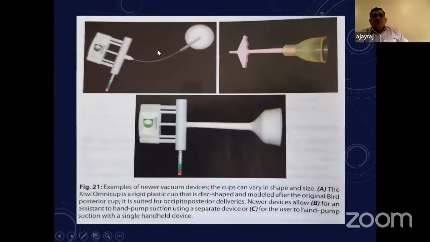So we can see here newer vacuum cup devices. Here the electric machine or suction is not required. One can operate it easily. This is a rigid plastic cup that is disc shaped and modeled after the original Bird posterior cup. This is suitable for occiput posterior deliveries. There is a hand pump suction here. We have to attach the tube here. And this suction cup doesn't require a tube.